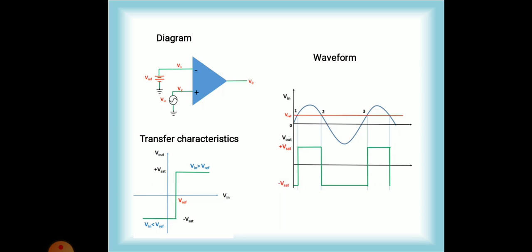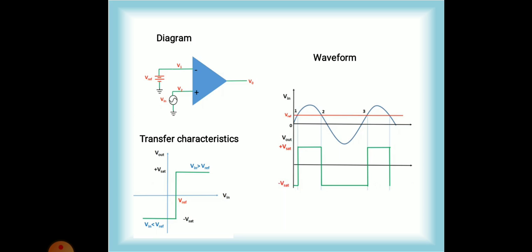From 0 to 1, Vin is less than Vreference. Therefore, the output voltage V0 will be minus V saturation. From 1 to 2, Vin is greater than Vreference. Therefore, the output voltage will be plus V saturation. From 2 to 3, Vin is less than Vreference. Therefore, the output will be minus V saturation. And so on.